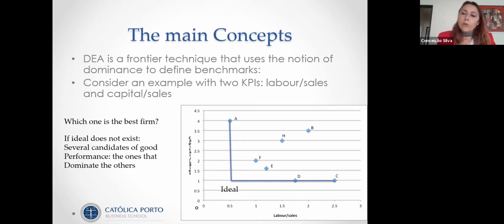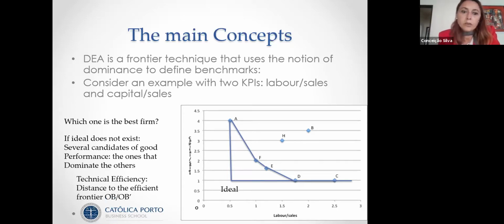These candidates of best performance are the units that dominate the others. So we have this notion of dominance to construct the frontier. It's actually a convex dominance, because we consider that convex combinations between the points, if they dominate another point, are also at the frontier. So we construct the frontier by saying, okay, I know that point F dominates point H. Why? Because F shows lower values in both of these KPIs. A does not dominate F because A has a lower value of the KPI labor divided by sales, but a higher value of capital divided by sales. So A, F, E, D, and C are the non-dominated points that I can find, and I put them at the frontier.